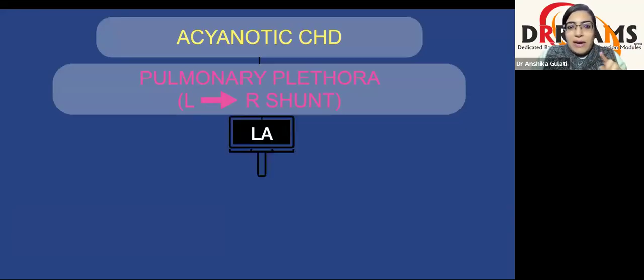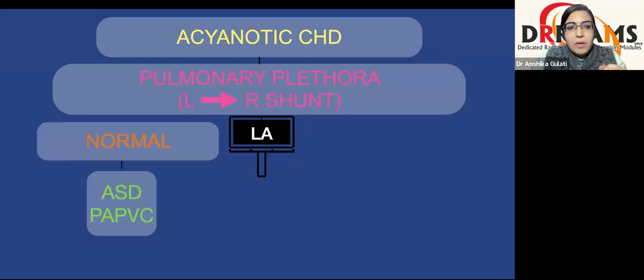Our first step while evaluating a frontal radiograph in a case of acyanotic congenital heart disease is to look for the size of the left atrium. If you remember, in the last class we discussed the various signs which help us in commenting about the left atrial size on a frontal chest radiograph. If the left atrium is normal in size, there are two possibilities in a case of acyanotic congenital heart disease, that is either atrial septal defect or partial anomalous pulmonary venous connection.